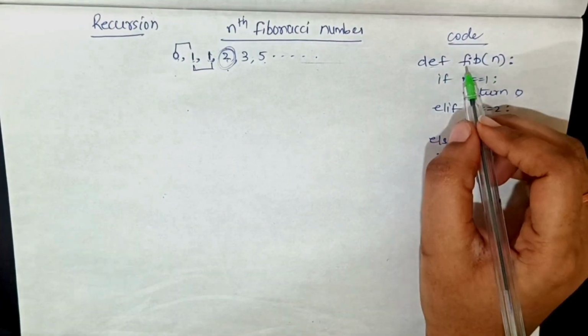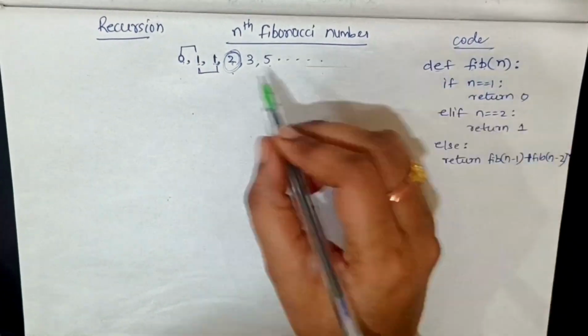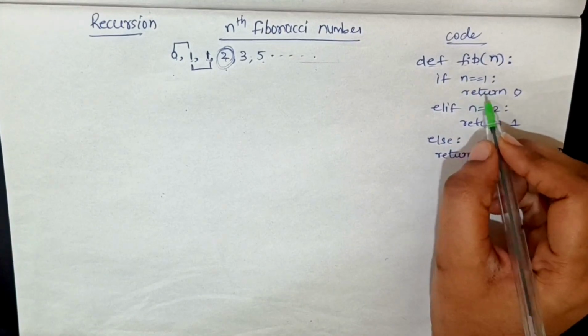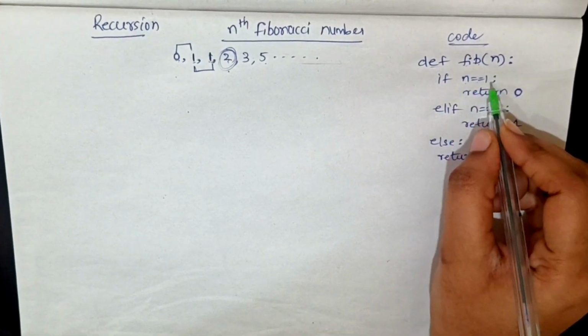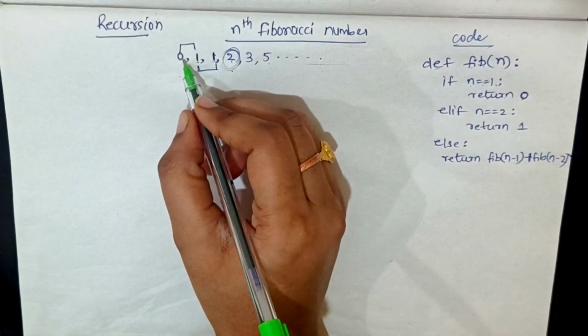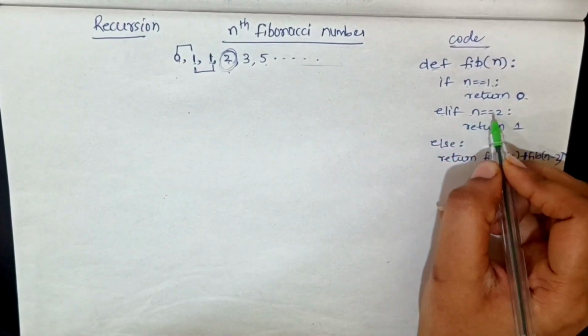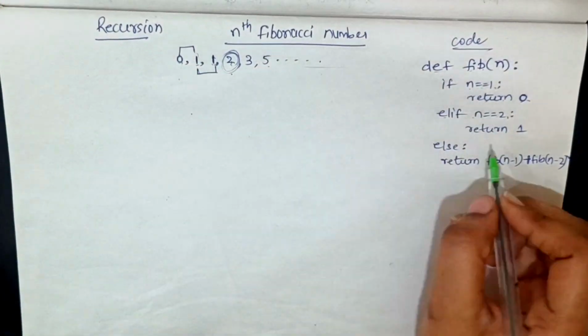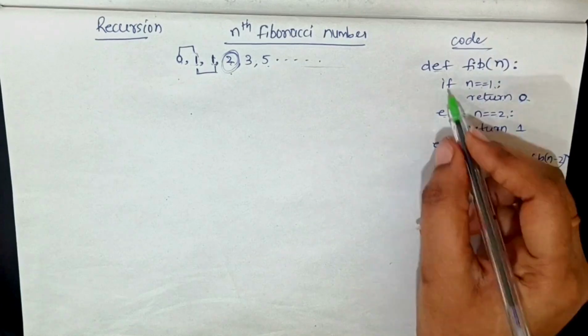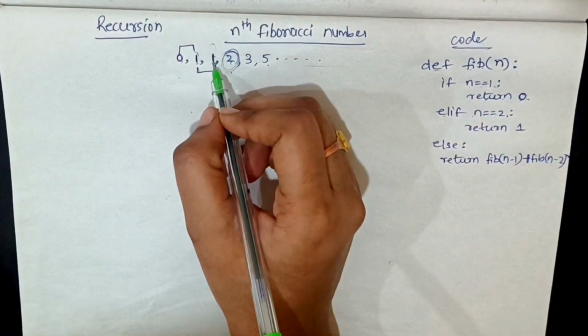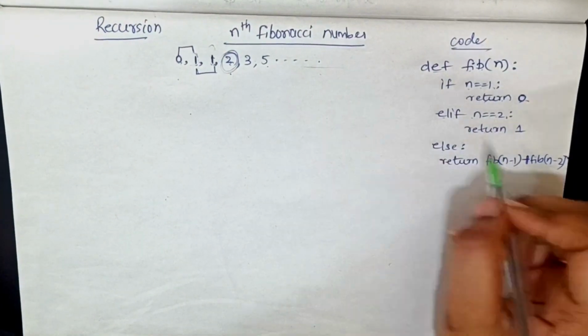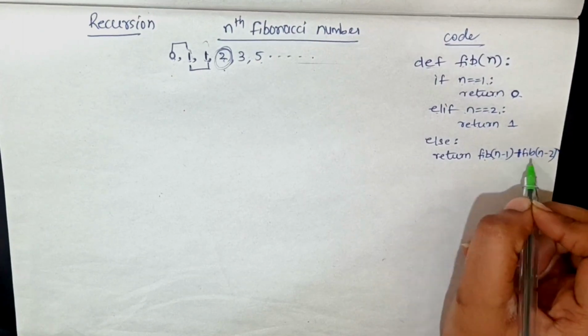I defined a function named fib which takes a number n, which is the nth term. If n is equal to 1, I return 0. What does this mean? n equal to 1 means it is the first term in the series, which as we know is 0, so we return 0. If n is equal to 2, I return 1 because the second term is 1. In any other case, we compute the value. If you want the third term, you compute it. This is recursion, so we say fib of n minus 1 plus fib of n minus 2.